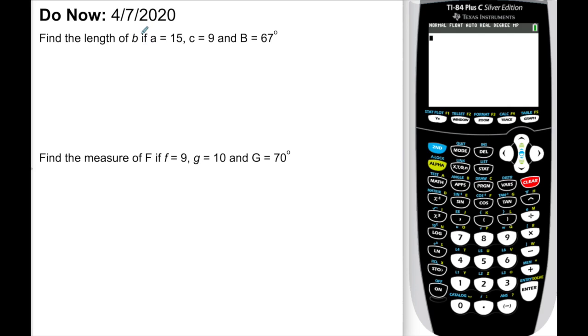So here we go. In the first one, our only choices are either the law of sines or the law of cosines. Essentially, you need to figure out which one you're going to use. For the first one, you want to use the law of cosines, and the reason is that I'm asking you to find a side, but what I'm giving you is two of the other sides and the opposite angle.